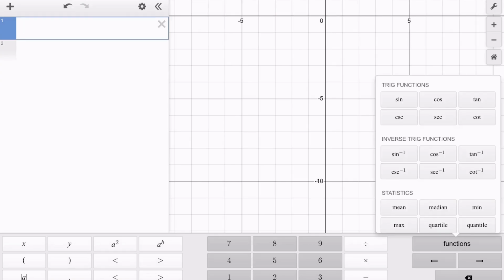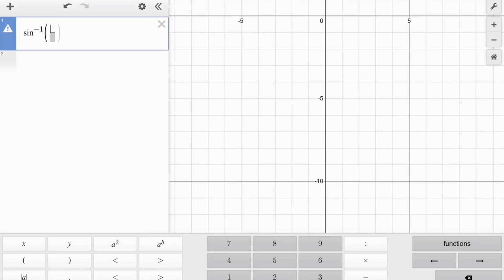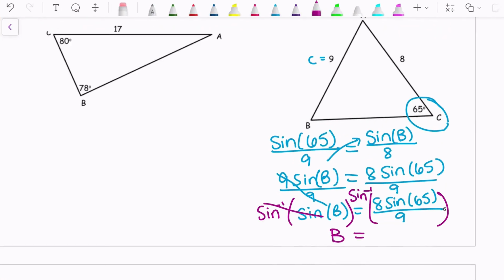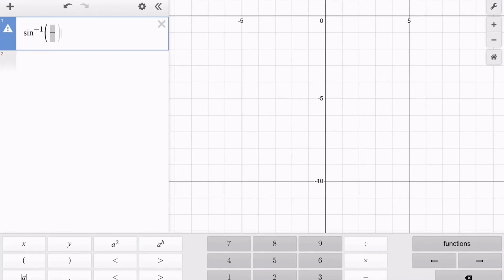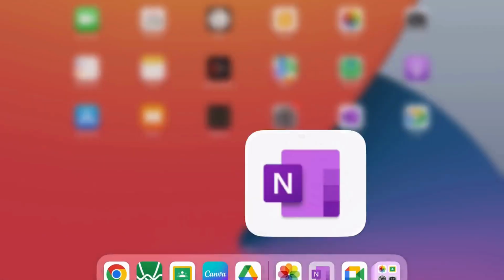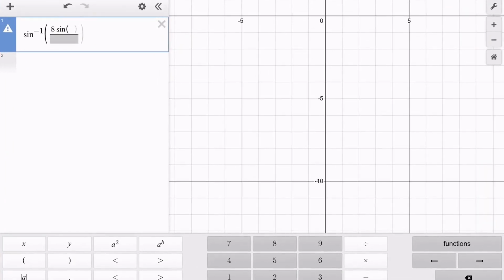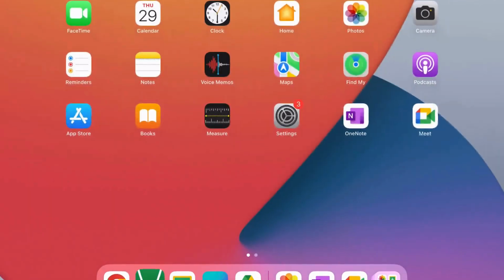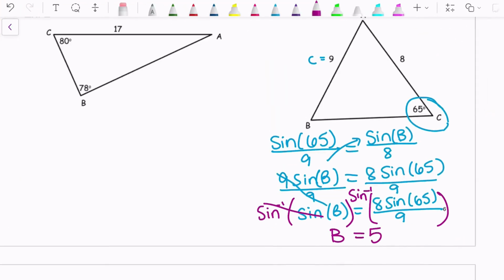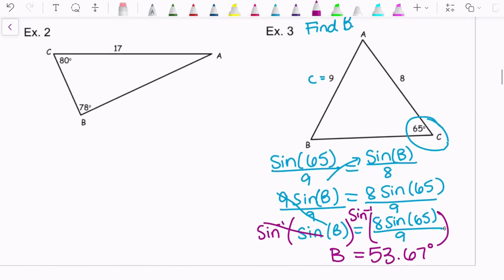So I have inverse sine, which I find in functions, inverse sine, and then I have 8 sine 65 over 9. So I'm going to put on the top 8 sine 65 over 9. And that gives me 53.67. And that's in degrees. So when you're missing an angle, you're always going to use inverse trig. All right. Example 2.